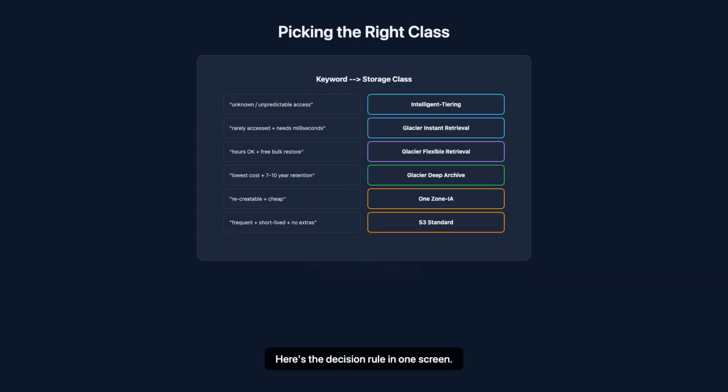Here's the decision rule in one screen. Unknown or unpredictable access maps to Intelligent-Tiering. Rarely accessed but needs milliseconds maps to Glacier Instant Retrieval. Hours are okay and you want a free bulk restore, that's Glacier Flexible Retrieval. Lowest possible cost with 7 to 10 year retention is Deep Archive. Recreatable data where cheap matters most is One Zone IA, and frequent, short-lived, no extra fees is plain S3 Standard. Match the qualifier word in the scenario to a row, and you have your answer.